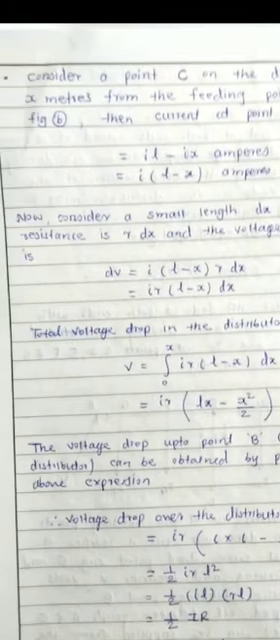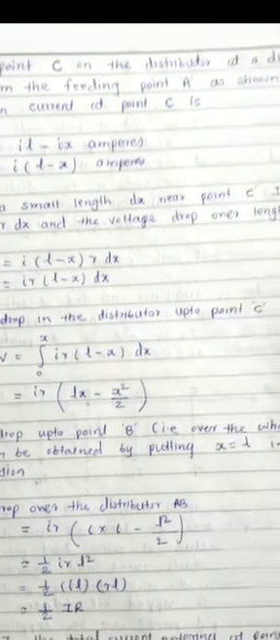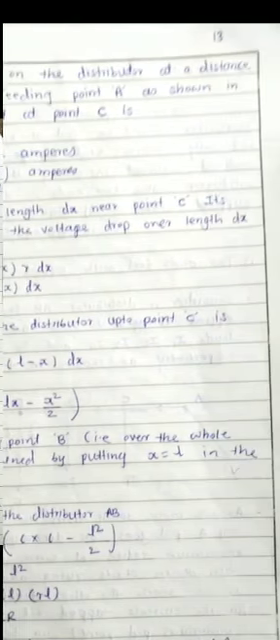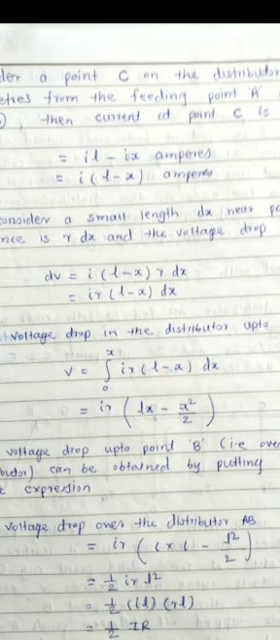Consider a point C on the distributor at distance x meters from the feeding point A, as shown in figure B. Then the current at point C is equal to iL minus ix amperes. Simplifying, small i is the common factor, so it is equal to small i in bracket L minus x amperes.